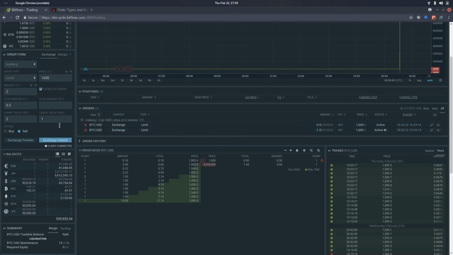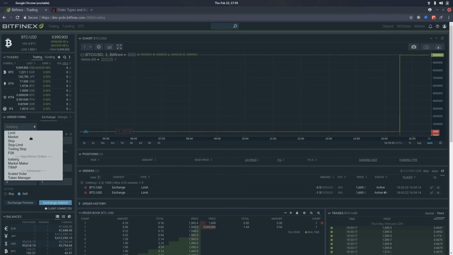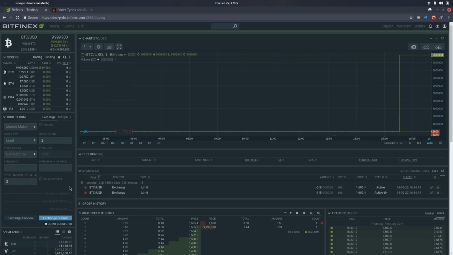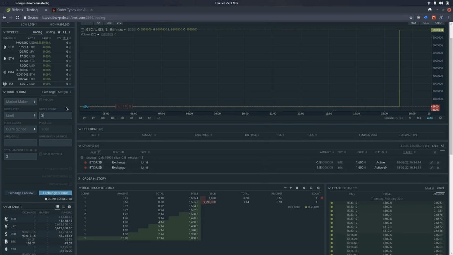So that's Iceberg. I'll briefly go over the other two types as well before diving into the server and how it all works. So this is Iceberg. We also have a market maker type, which attempts to buy and sell an amount across a specified spread. So this is a bit similar to the scaled order in terms of what it can do, because you can also specify to only buy or to only sell.